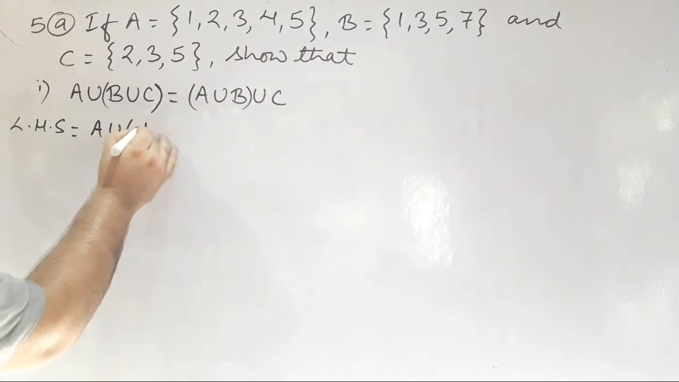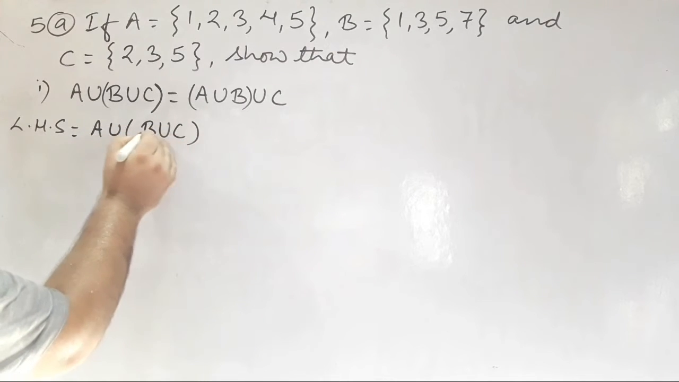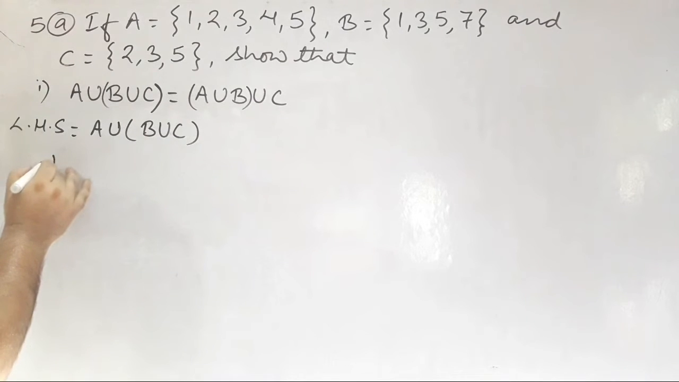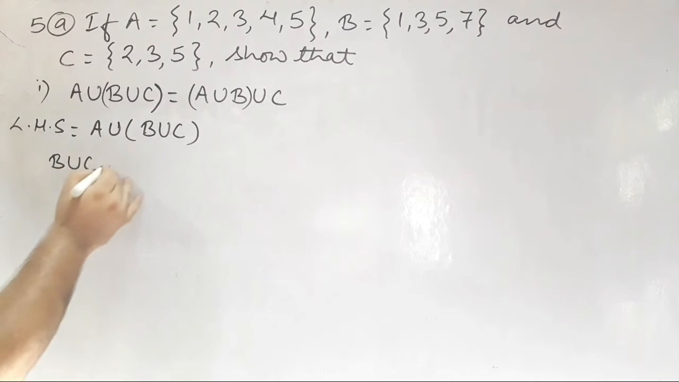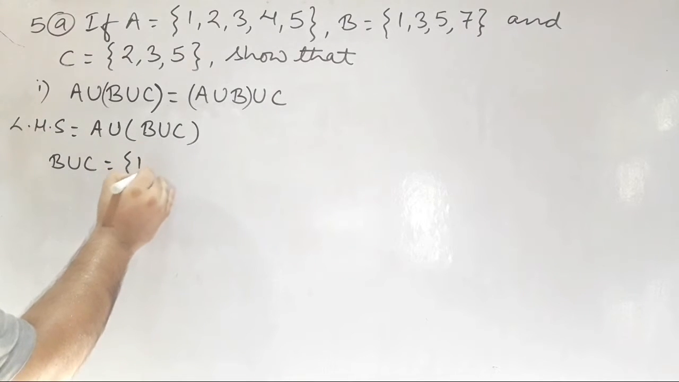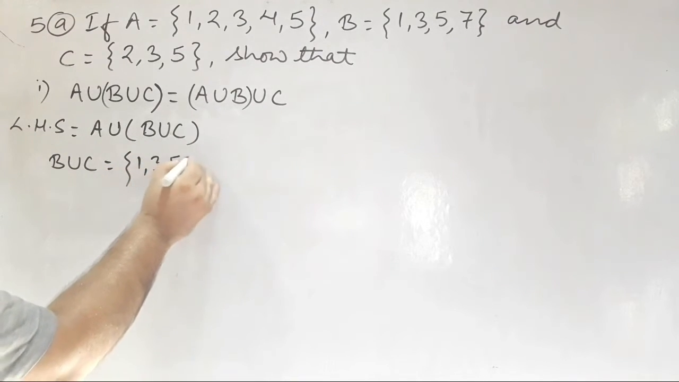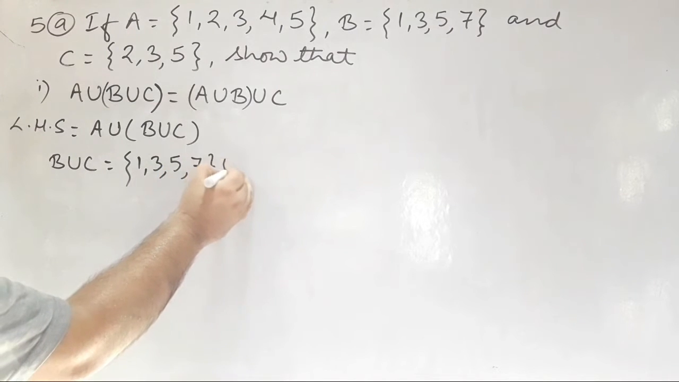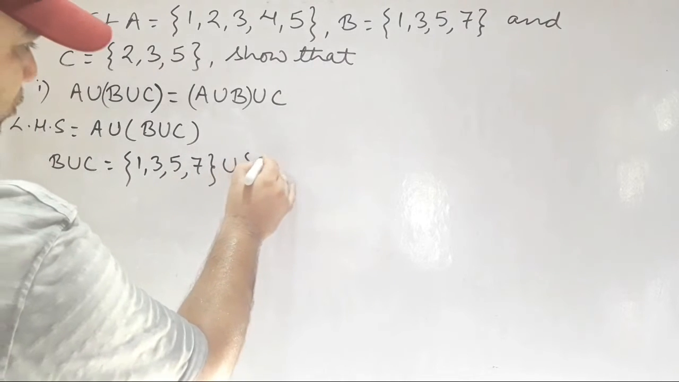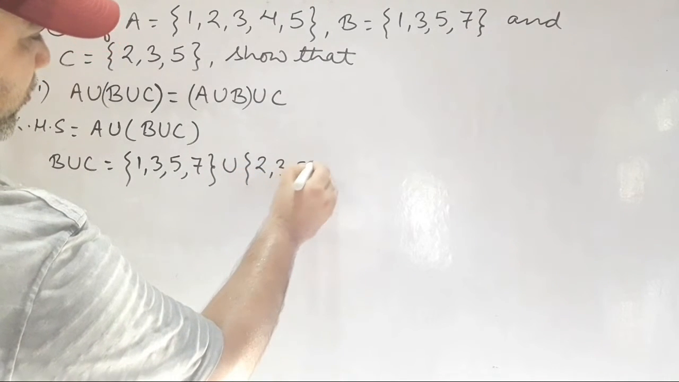A union (B union C). We shall perform inside the bracket at first. B union C equals, what are the elements of set B? 1, 3, 5, 7. Union. What are the elements of set C? 2, 3, 5.